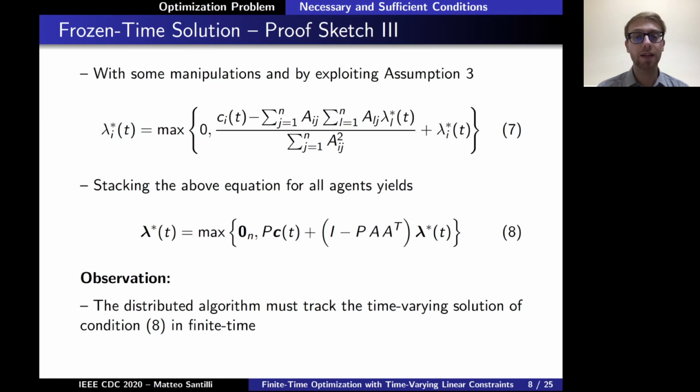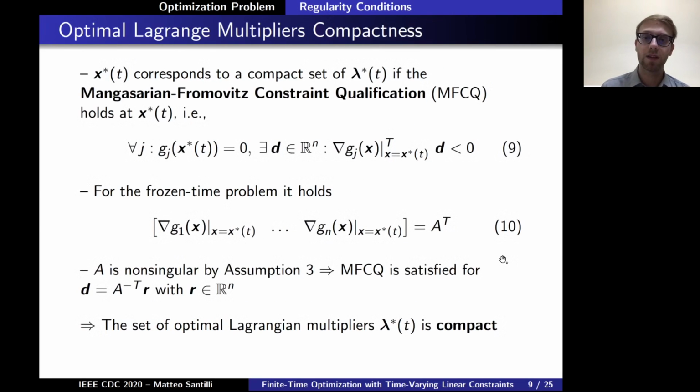As I said earlier, we now want to design our distributed algorithm based on the tracking of this optimality condition. Before doing so, I want to introduce an intermediate result that we use later to prove the finite-time convergence of our algorithm. It is the fact that the set of optimal Lagrangian multipliers is compact. To show this result, we have to prove that the Mangasarian-Fromovitz constraint qualification holds at x star, meaning that 9 has to hold.